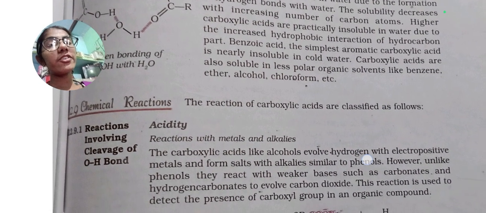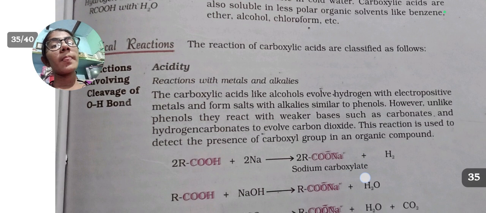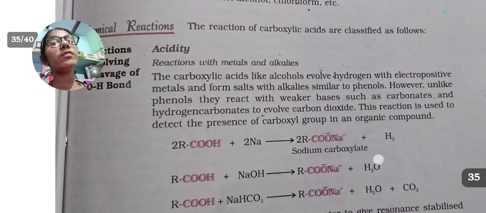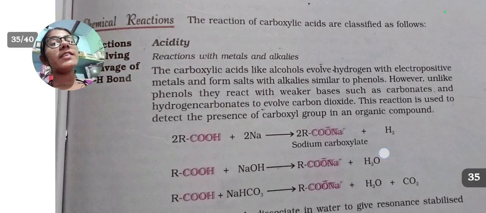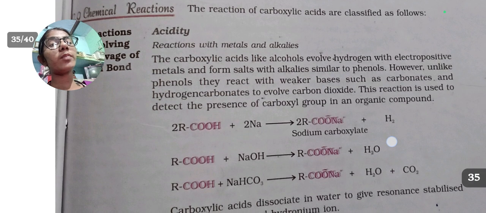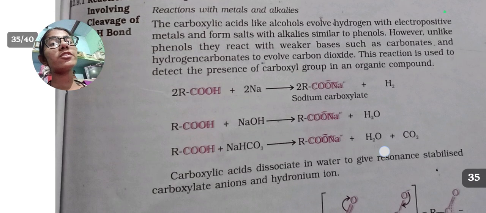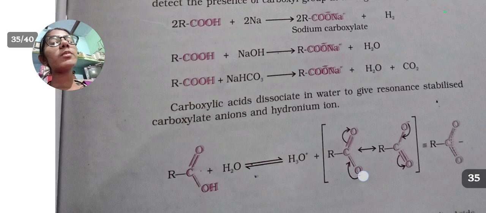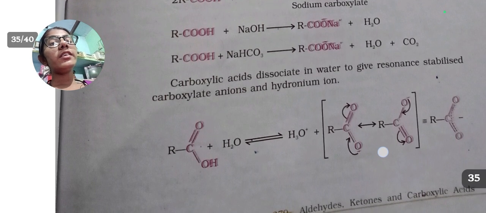Chemical reactions: reactions involving cleavage of the O-H bond, acidity, reaction with metals and alkalis. Carboxylic acids, like alcohols, react with electropositive metals to form salts and hydrogen, similar to phenols. However, unlike phenols, they react with weaker bases such as carbonates and hydrogencarbonates to evolve carbon dioxide. This reaction is used to detect the presence of a carboxyl group in organic compounds. Carboxylic acid dissociates in water to give the resonance stabilized carboxylate anion and hydronium ion.